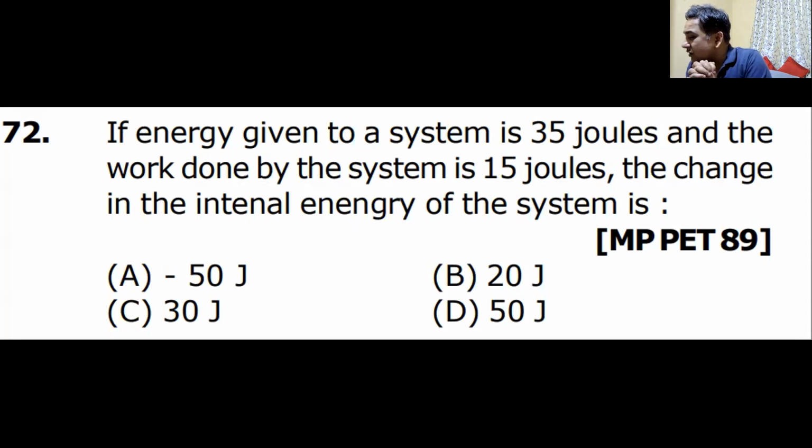If the energy given to a system is 35 joules and the work done by the system is 15 joules, the change in the internal energy of the system is A, B, C, D. Should not take so much time, bacha. And the answer is 20 joules. Delta Q is delta U plus delta W. Yes or no? If you can't do plus and minus, well, you have lost minus 5. Do you understand this?